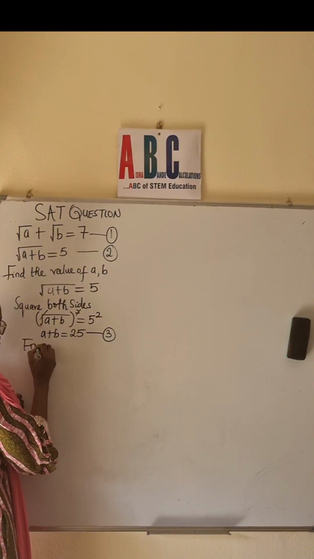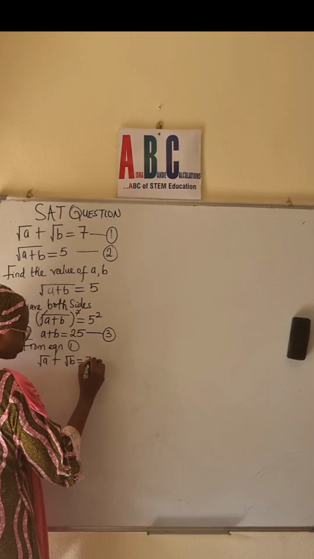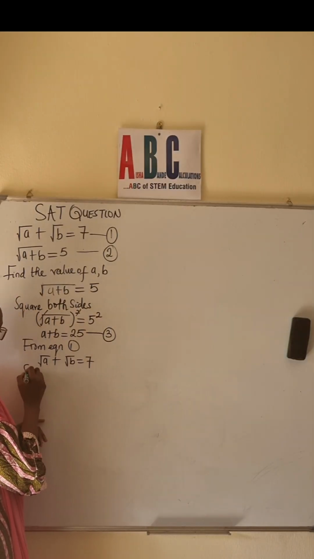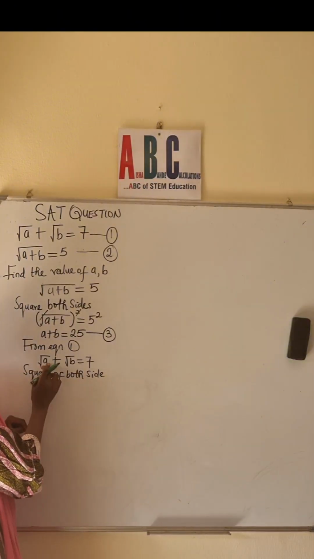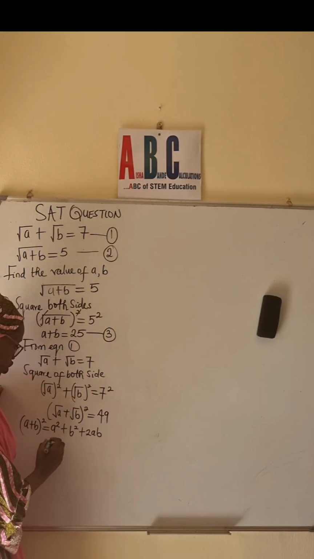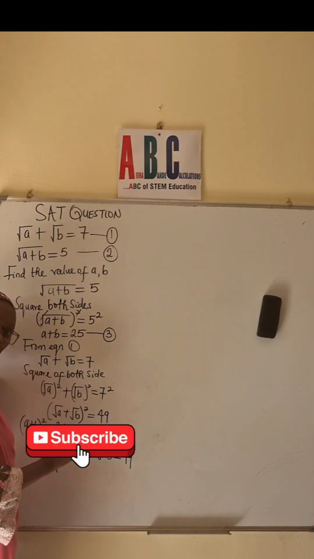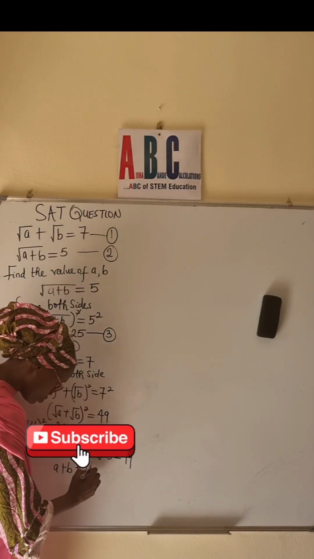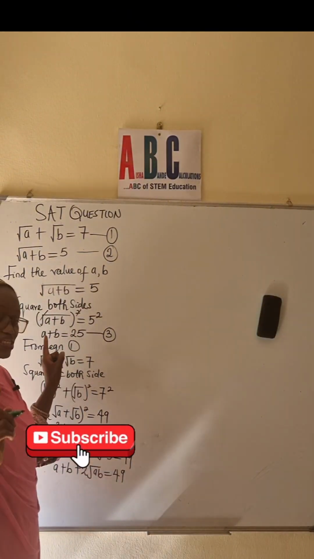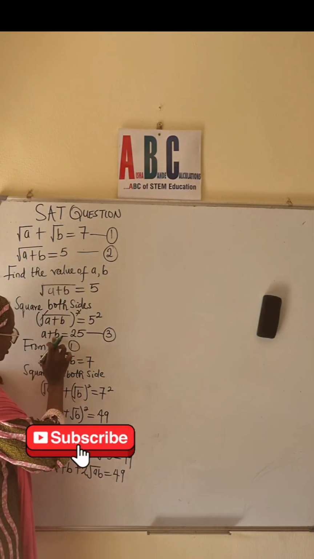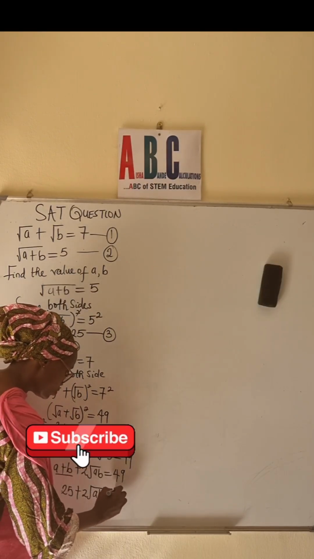From equation 1, which is the square root of A plus the square root of B is equal to 7, let's also take the square of both sides. The square of the square root of A plus the square root of B becomes A plus B plus 2 square root of AB, is equal to 49. But from equation 3, we have that A plus B is equal to 25. So we substitute the value of A plus B as 25. So this is 25 plus 2 square root of AB is equal to 49.